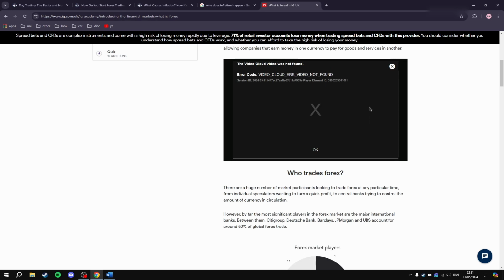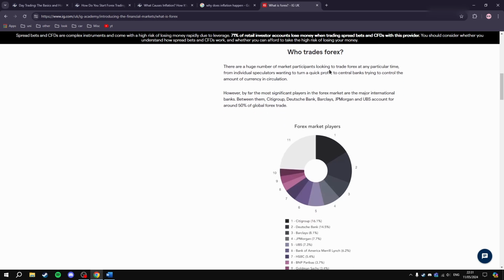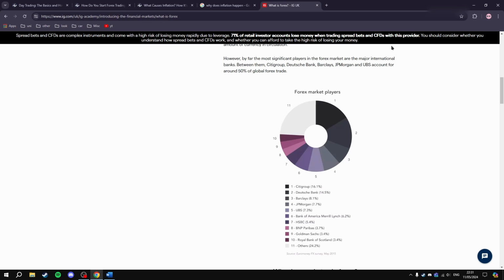Who trades Forex? There are a large number of market participants looking to trade Forex at any particular time, from individual speculators wanting to turn a quick profit to central banks trying to control the amount of currency in circulation. However, by far the most significant players in the Forex market are the major international banks. Between them, Citigroup, Deutsche Bank, Barclays, JP Morgan and UBS account for around 50% of the global Forex trade.